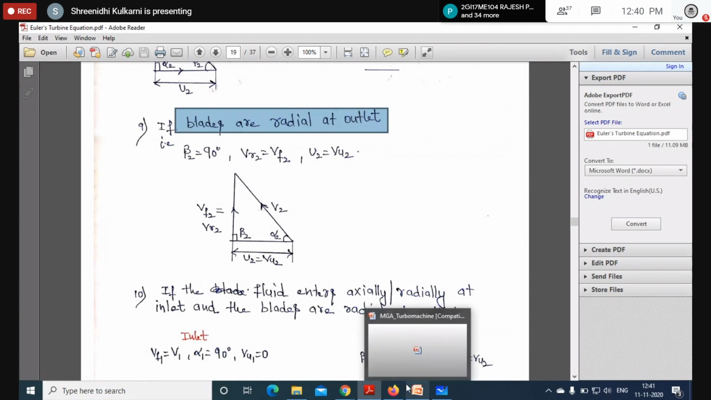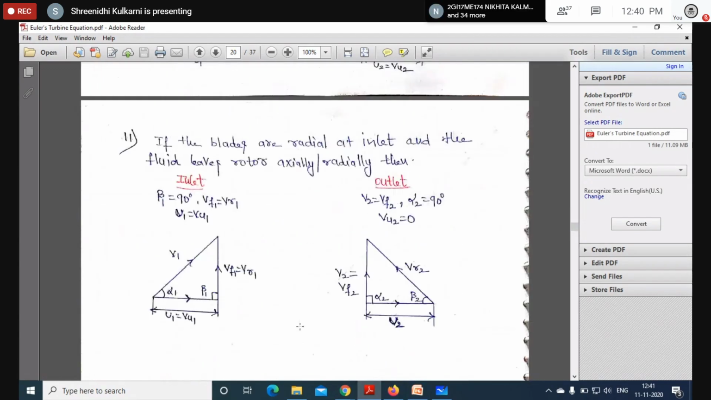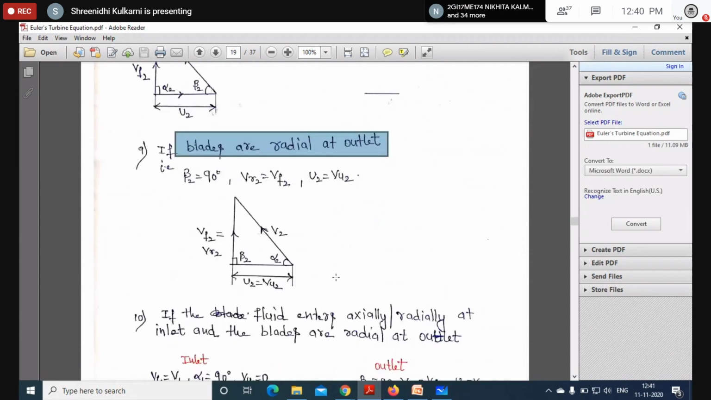So these are the possible velocity triangles, and I have given 10, 11. It is a combination of these. These are the possible velocity triangles you may get while solving the problems. I hope you understood.